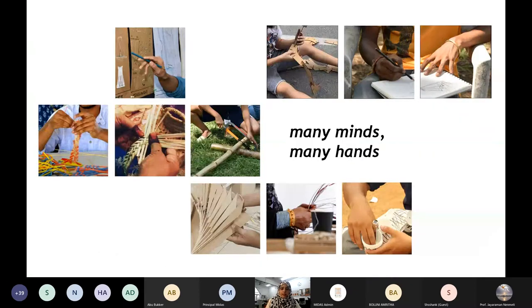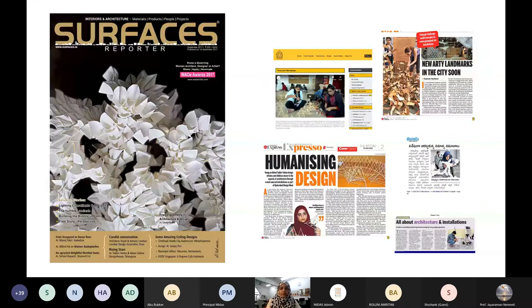The premise of the workshop is that many minds and many hands working together can create something much bigger, a result that is much bigger than the sum of its individual parts. If people were working individually, they would not be able to create something as complex and as evolved as something that is created together as a team.